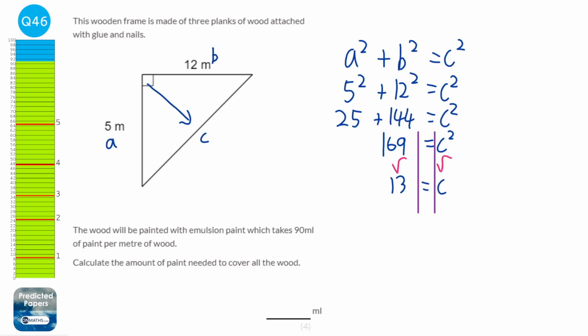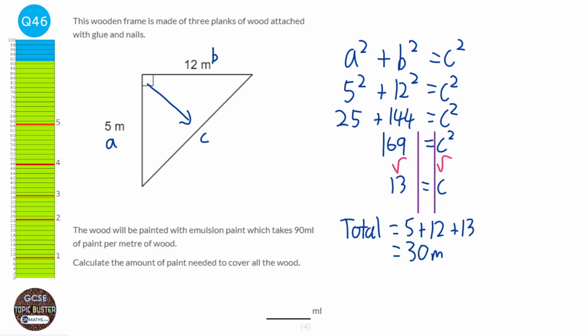So we know c is 13, so we need to know what the total length around the triangle is. So we're going to add the 5, the 12, and the 13 we've just found. When you do that, you get 30. So we know there's 30 meters in total.